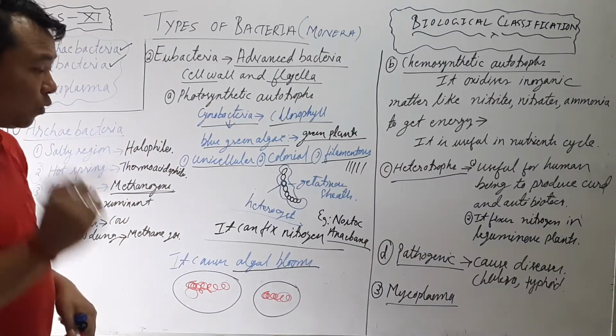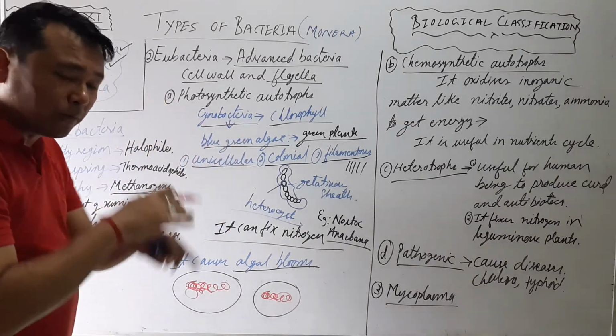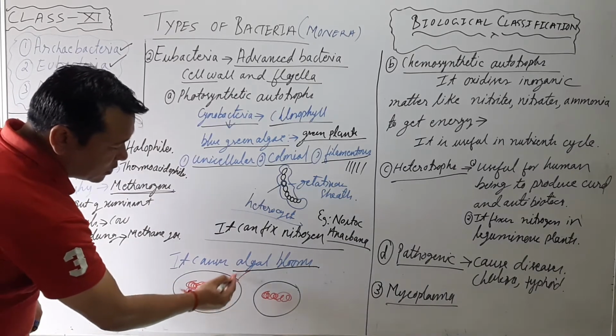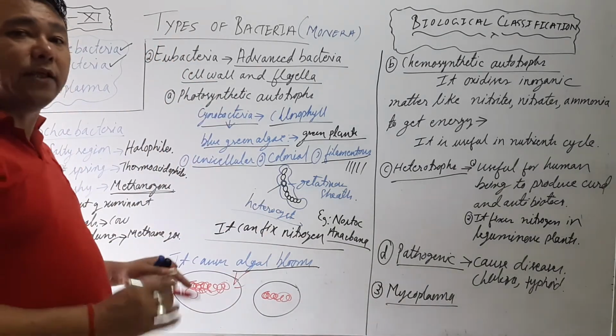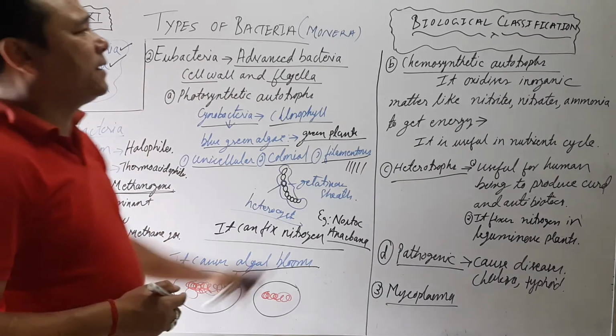Is that clear? So what causes algal bloom? If cyanobacteria present in colonial form, थुप्रै यसो थुप्रेर बस्यो भने चाहिँ के बन्ने गर्छ, it can cause the algal bloom. So I think it's clear. Yes sir. अब next one is eubacteria.